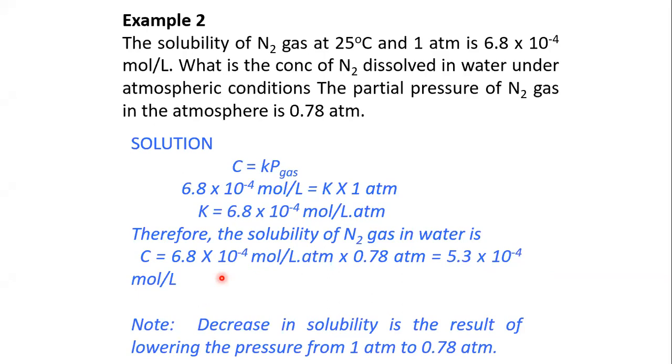So from there, you make K the subject of the formula, and K is 6.8 times 10 raised to power minus 4. Now, you use this constant for calculating the solubility at 0.78 atmosphere. If you do that correctly, you're going to get 5.3 times 10 raised to power minus 4. I want you to notice that when your pressure decreases, your solubility also decreases.